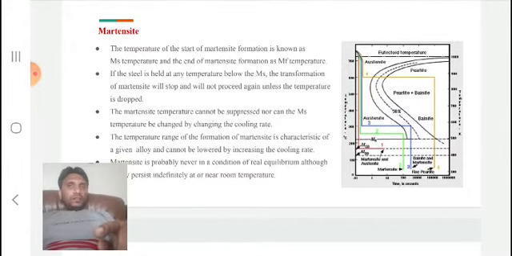But here, as we can see the yellow line, the cooling is started above the nose of the curve, and it is held at the temperature for some time. That means whatever austenite is present in the steel will be entirely transformed into pearlite.